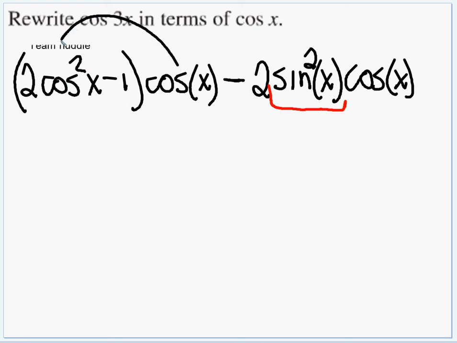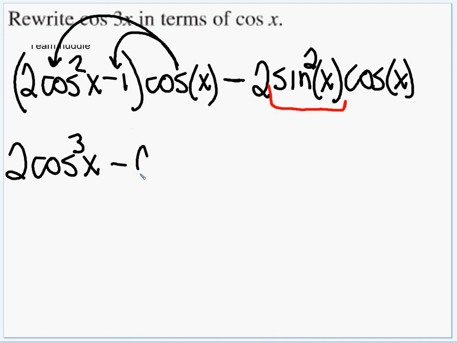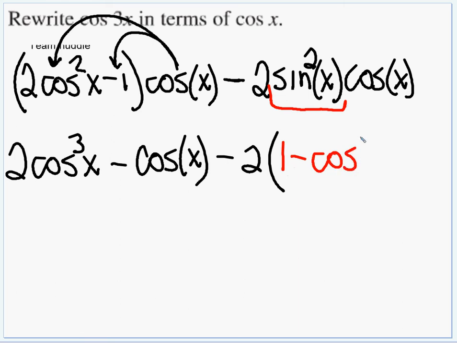This cos is going to hit this and become a 2 cos cubed x minus, distribute the cos to the 1, now it's a minus cos x, minus 2 times, I'm going to replace sine squared with 1 minus cos squared. And we're also going to multiply that by this cos. Let me switch to blue ink so it sort of stands out. Cos x.